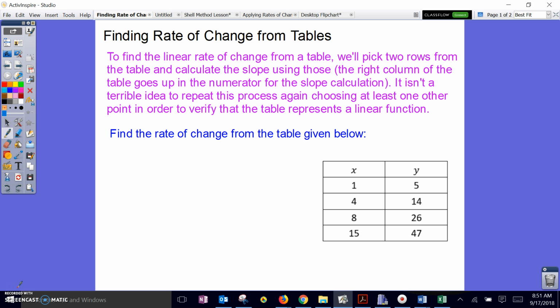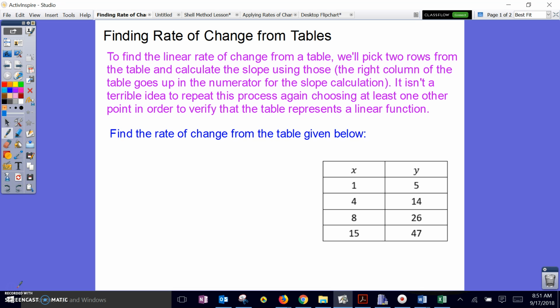we'll pick any two rows from the table and we'll calculate the slope using those coordinates. The right column of the table is going to go up in the numerator and the left column is going to go down in the denominator. Also, it isn't a terrible idea to repeat this process again, choosing at least one other point in order to verify that the table represents a linear function.